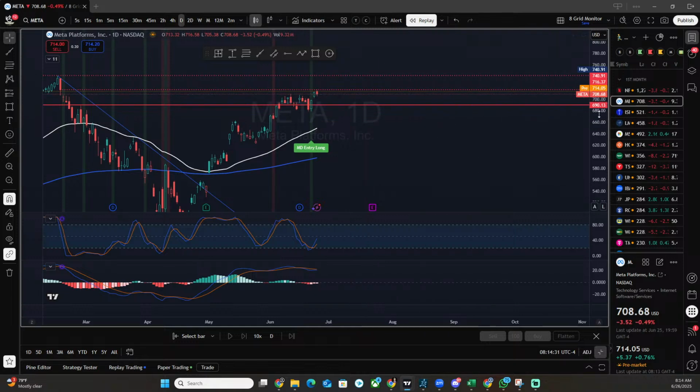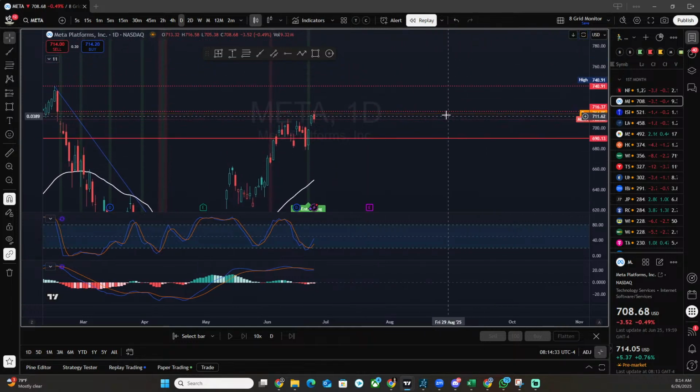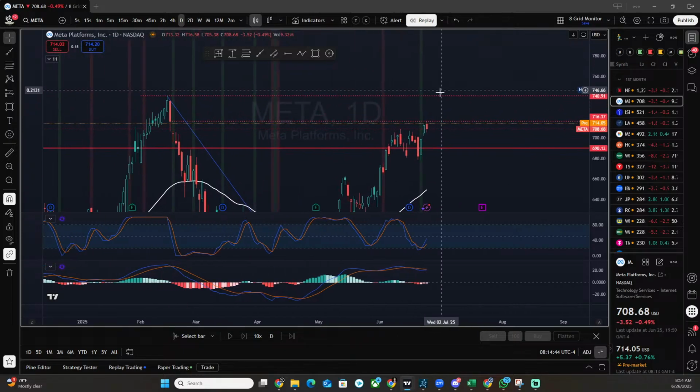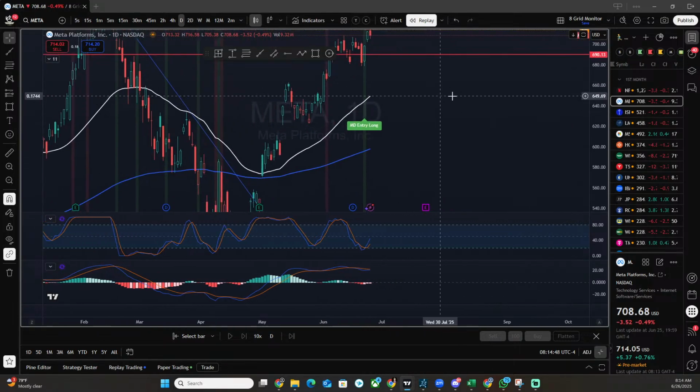I want to see them break above this one. I think it's a 716. Yeah, 716, 718. Then we could probably fill into this area and get into that 721. My target I'm looking for is above 740, which will go ahead and take out the highs over here on Meta and then continue this whole entire party.